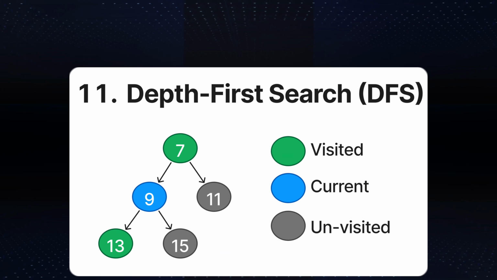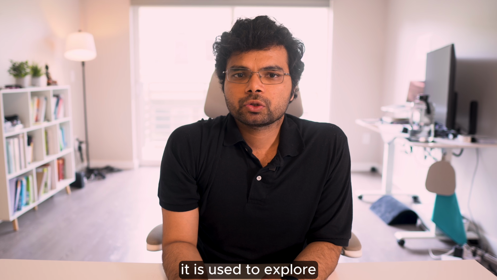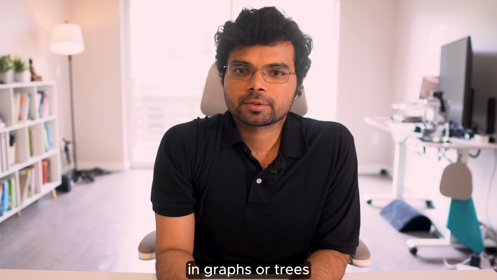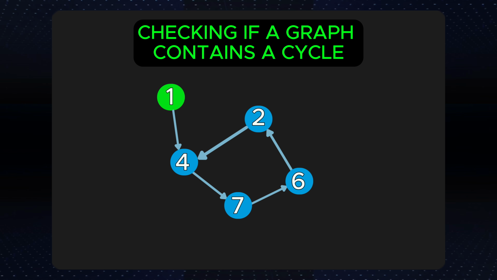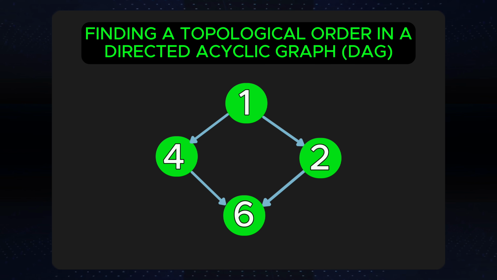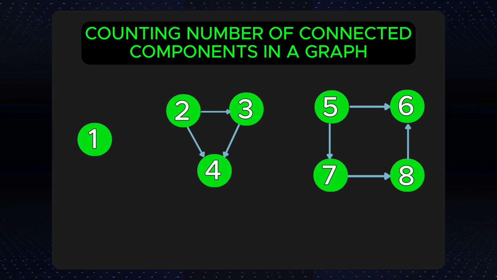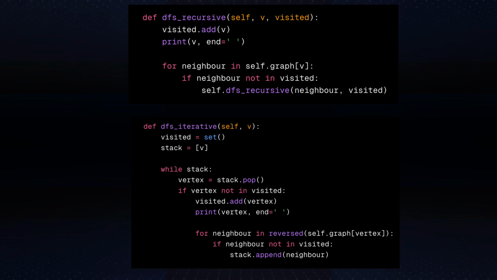Next one is depth first search, or DFS. It is used to explore all paths or branches in graphs or trees to solve problems like finding a path between two nodes, checking if a graph contains a cycle, finding the topological order in a directed acyclic graph, and counting the number of connected components in a graph. DFS can be implemented recursively or iteratively using a stack.